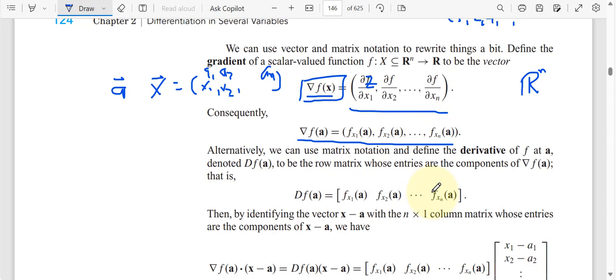So, except for that, it's the same stuff. When we write it like this, she means to say that it's a vector. And when she writes it like this, she means to say this is a matrix. So that's the only difference here. And then the name, in this case, when we think of it as a vector, is called the gradient. And when we think of it here, it's called the derivative.